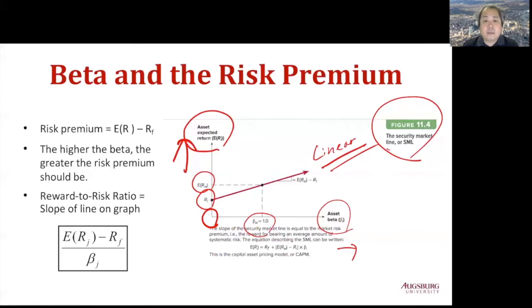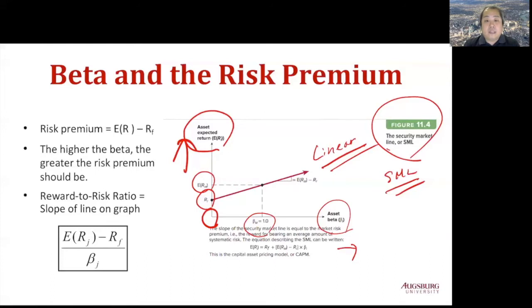This line is called the security market line, SML. If this curve is not linear, an investor has more or less incentive to take risk, so moves there. It eventually becomes linear.